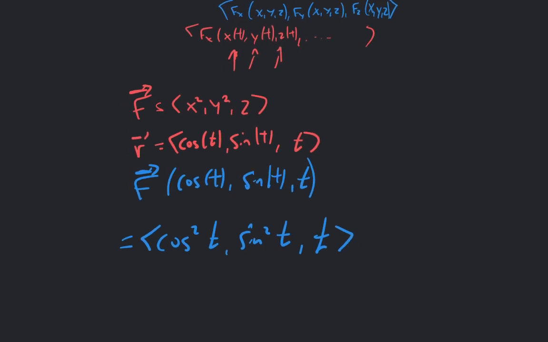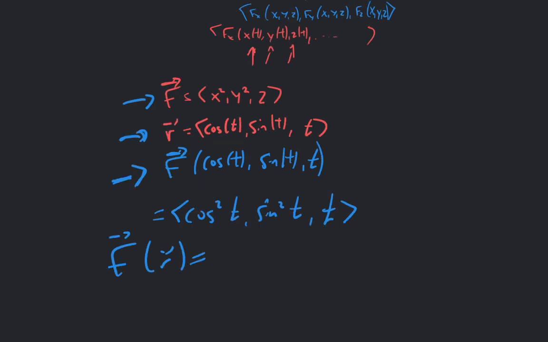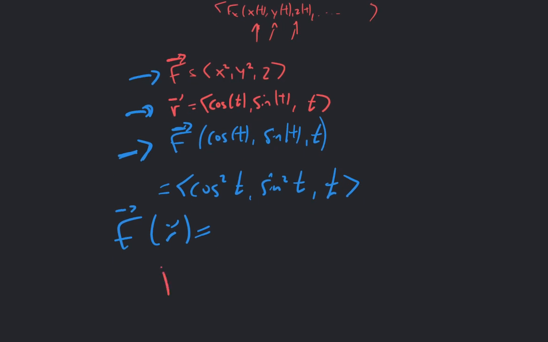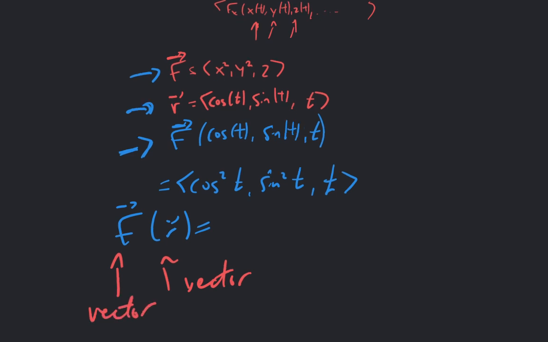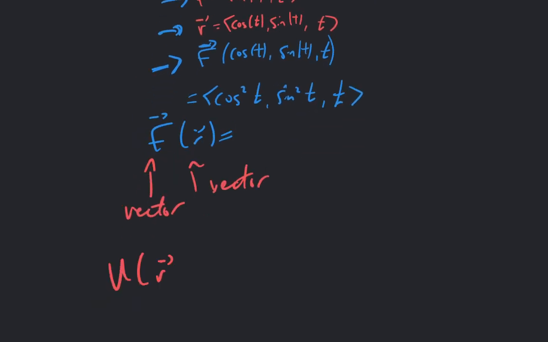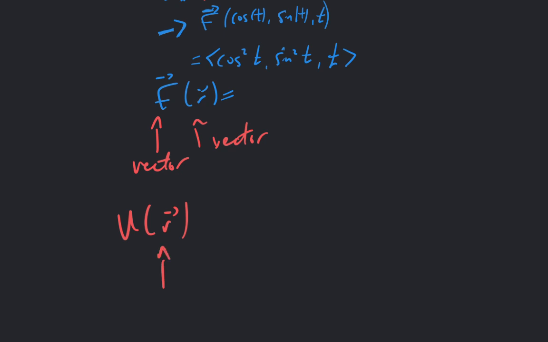So F is going to be the force field, or the force function. And then r is going to be the path that the particle is moving along. So basically what we're doing, we have f of r, an input vector, and then the output is a vector. It's different than, say, u of r, which would be an input is a vector, but the output is a scalar.